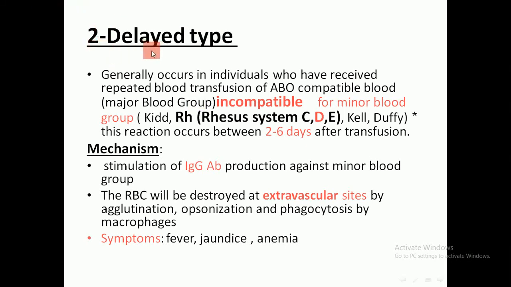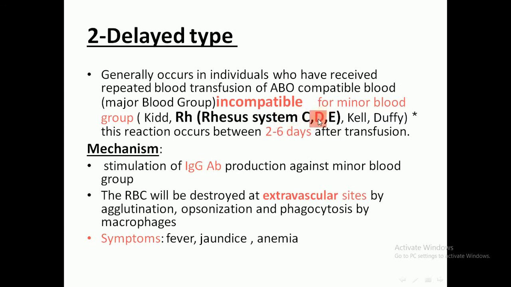And the second type of the incompatible blood transfusion is the delayed type, and this generally occurs in individuals who have received repeated blood transfusions of ABO compatible blood, like in patients with thalassemia or leukemia or renal failure who had repeated blood transfusions. It's compatible with the ABO blood group, which is the major blood group, while incompatible for the minor blood group like Kell, Rh Rhesus system, C, D, and E.